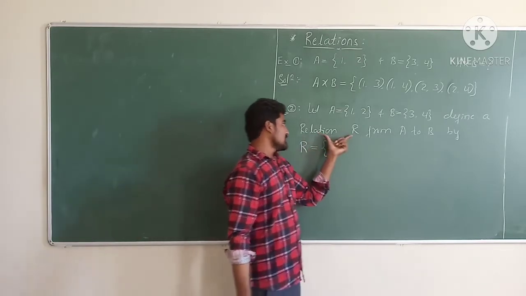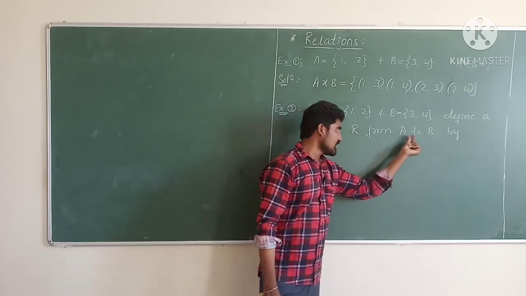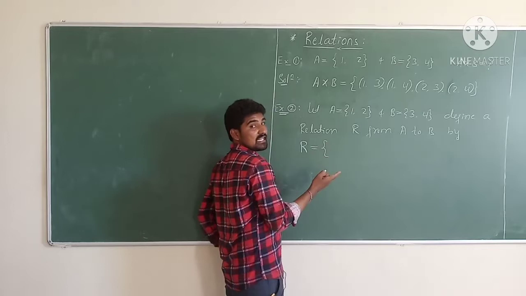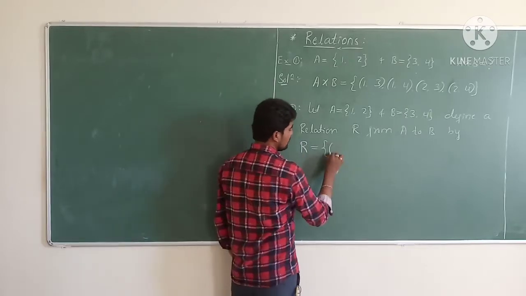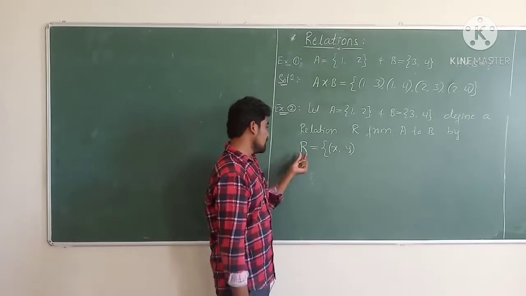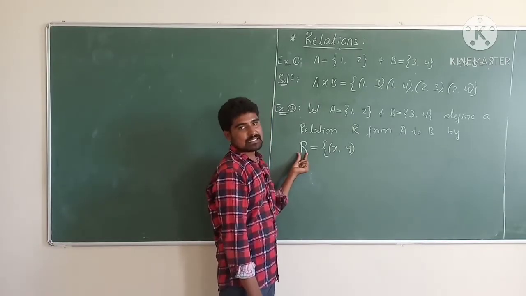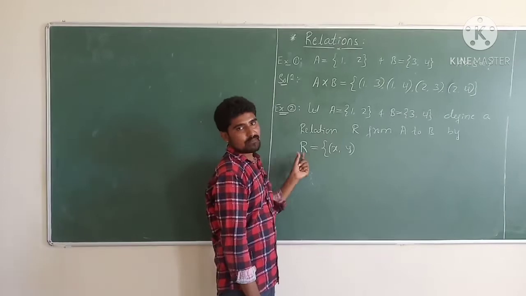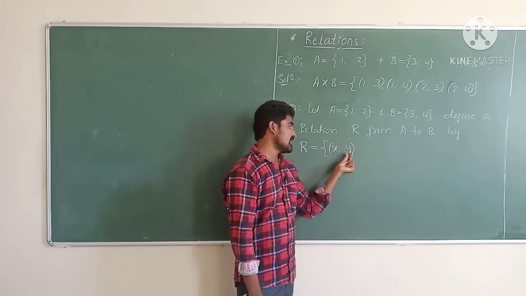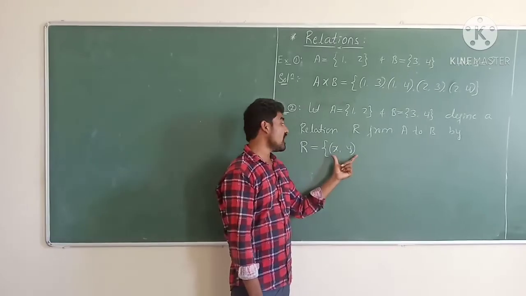R is a relation defined from set A to set B, and the elements of any relation must be in the form of ordered pairs, and this relation R is obtained by establishing a relation between the first and second elements of the ordered pair.